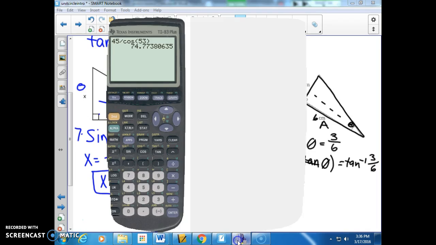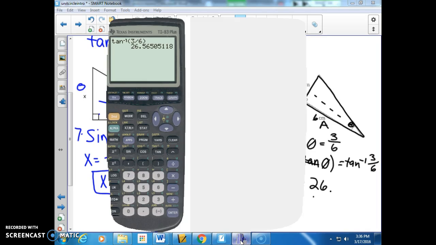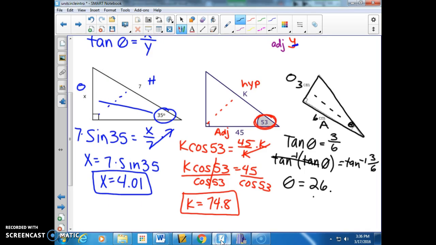And we're going to bring up our calculator. I know, for some reason it's looking weird. We're going to hit second tangent, and it brings up the inverse tangent. 3 divided by 6. And it spits out a degree number. So 26.6. So theta is 26.6, and that's degrees. So I know that this angle right here is 26.6 degrees.